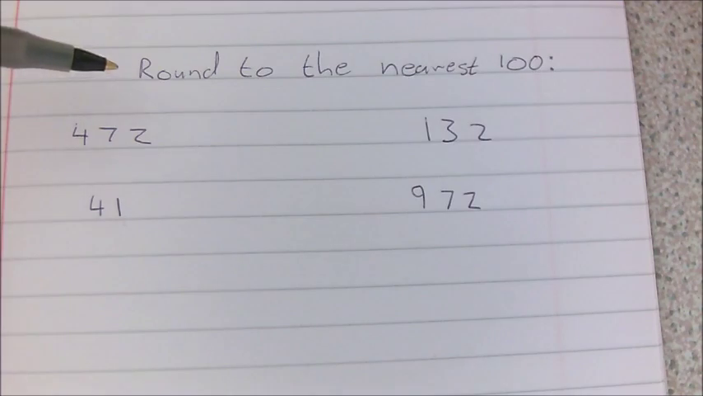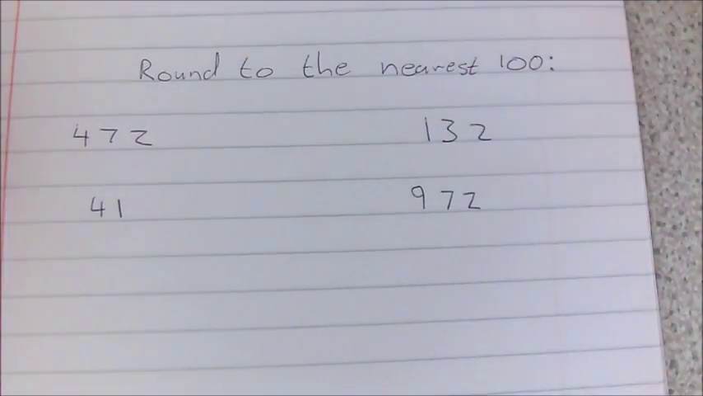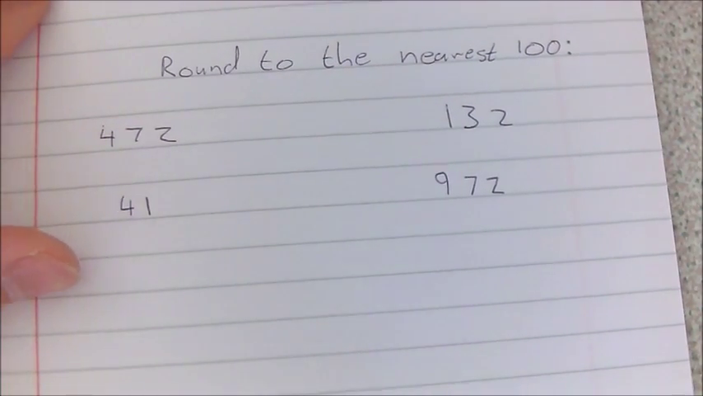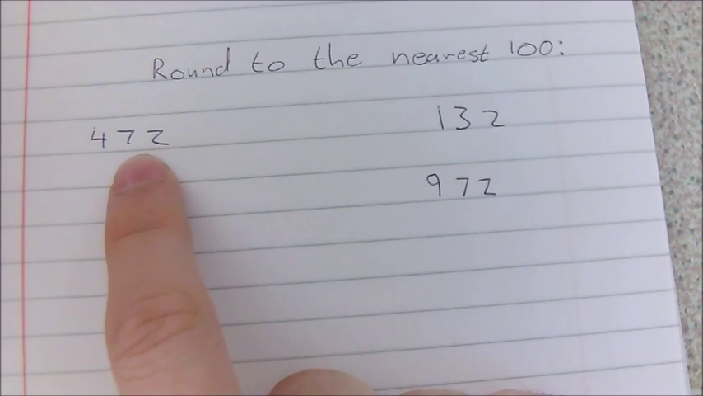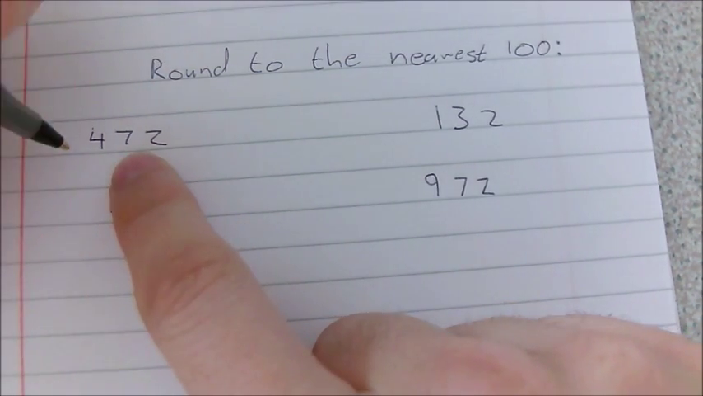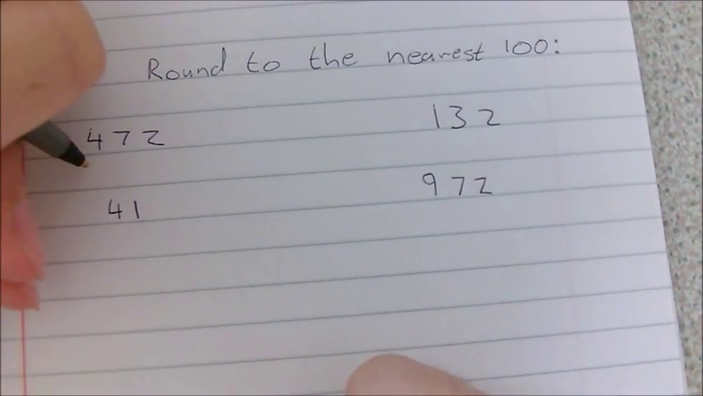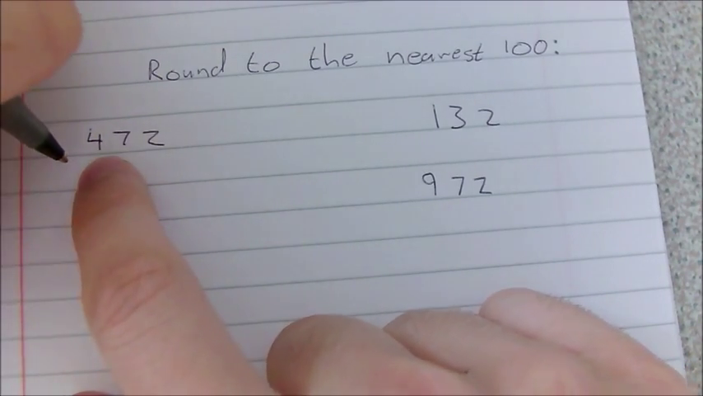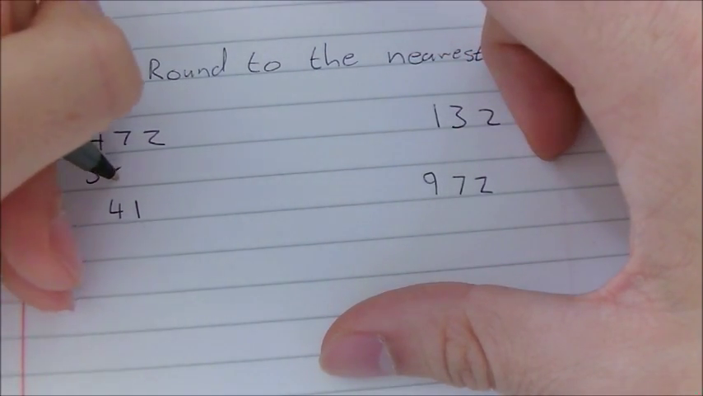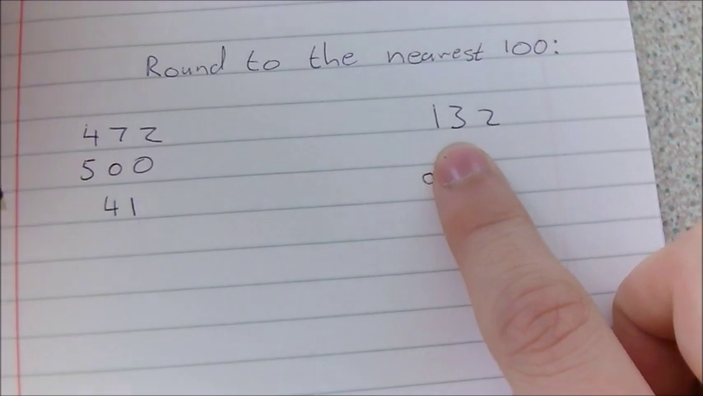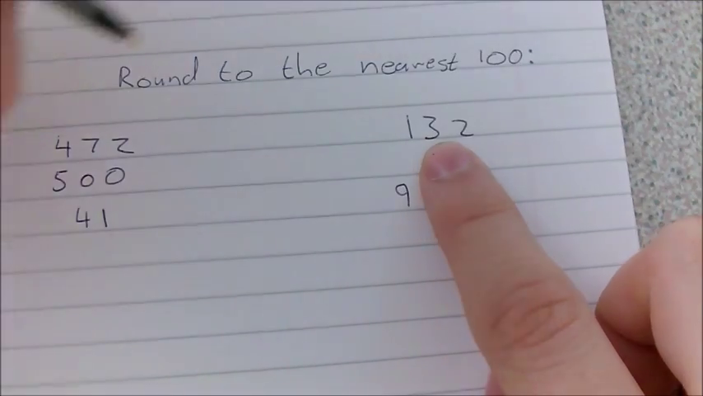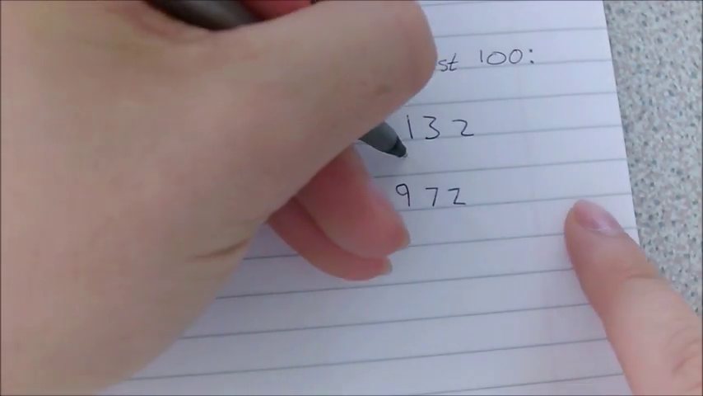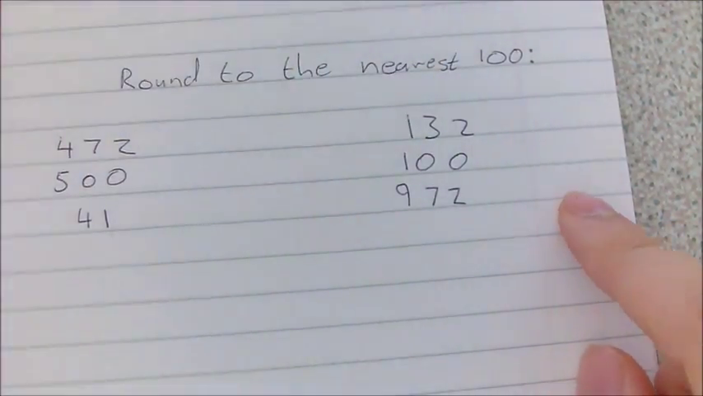So if we were to round to the nearest 100, we would look at the 10s column, and if it was 5 and above, we would round up, and if it was below 5, we would round down. So in 472, the 10s is 70, which is 5 and above, so we round up. The hundreds will round up to 500. In the next one, 132, the 10s column is 30, so we're going to round down to 100, because it's below 5.